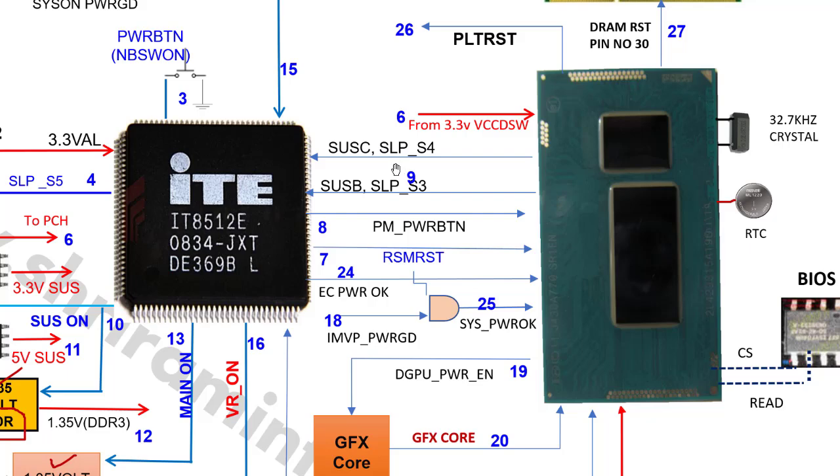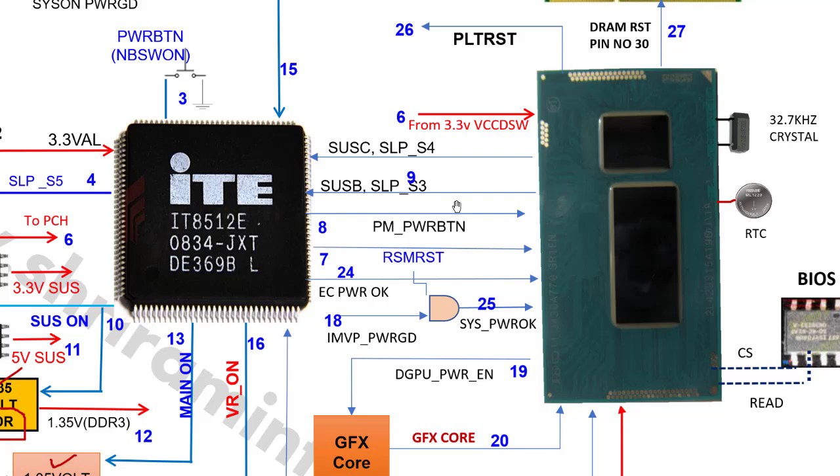and these signals are called SLP_S4 and SLP_S3. So once the CPU receives this power button signal, saying the power button is pressed, then the CPU generates two signals called SLP_S4 and SLP_S3. Both signals should be 3.3 volts. You have to check that both the signals are 3.3 volts.